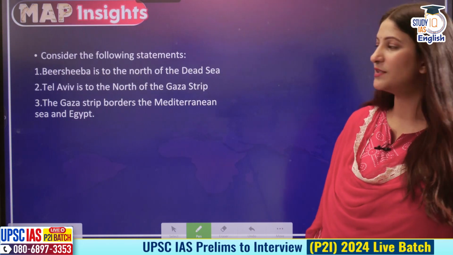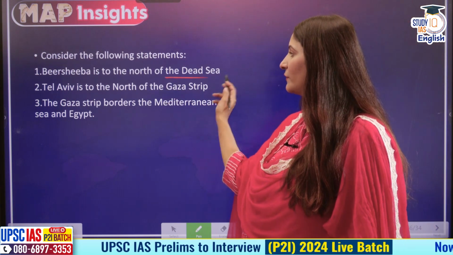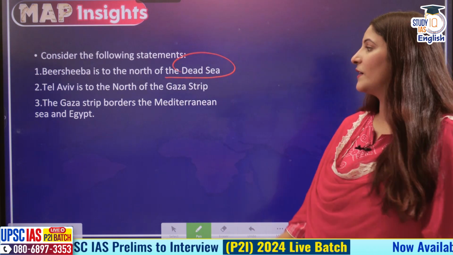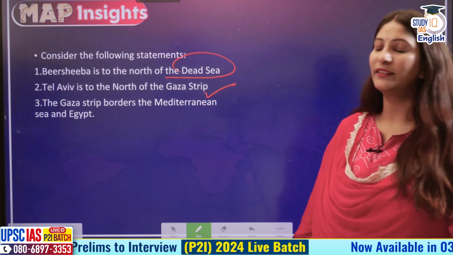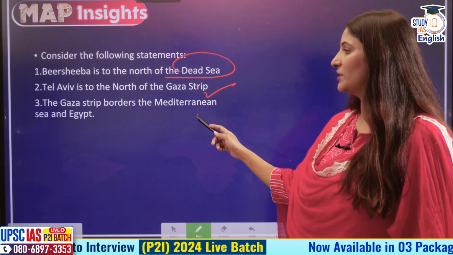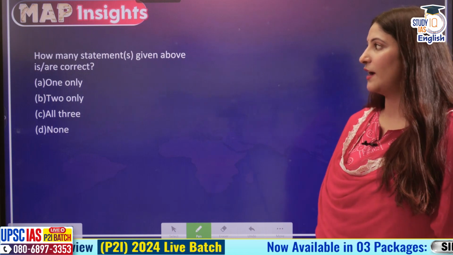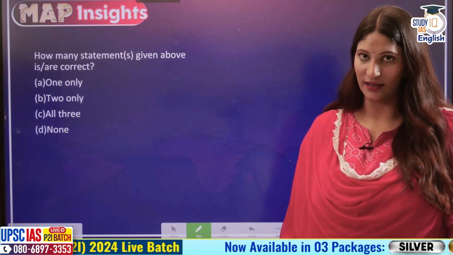Consider the following statements. Beersheba is to the north of the Dead Sea. Tel Aviv is to the north of the Gaza Strip. And the Gaza Strip borders the Mediterranean Sea and Egypt. So what do we have to see? How many of the statements given above is or are correct?